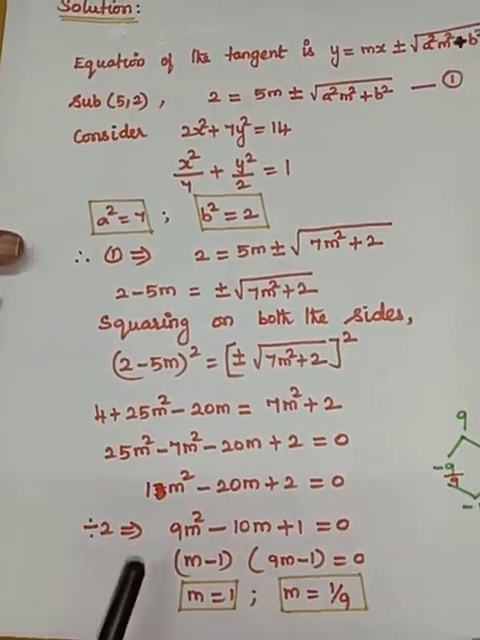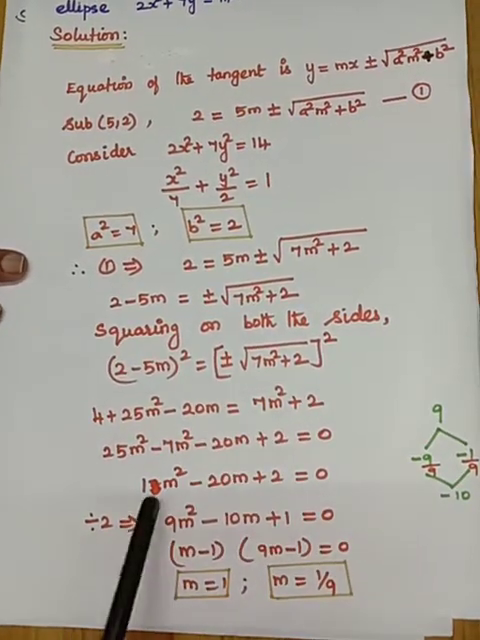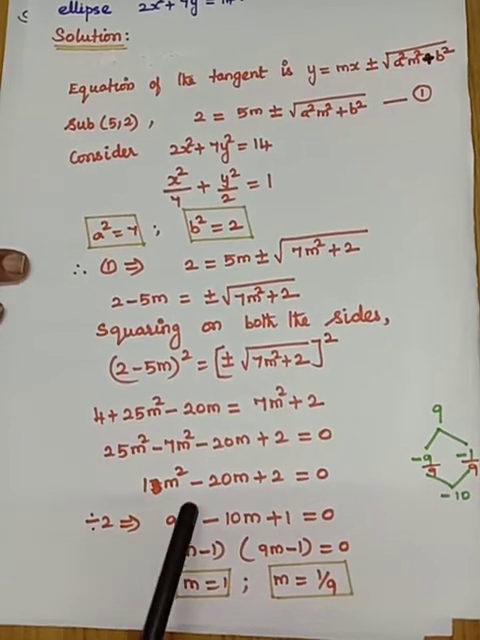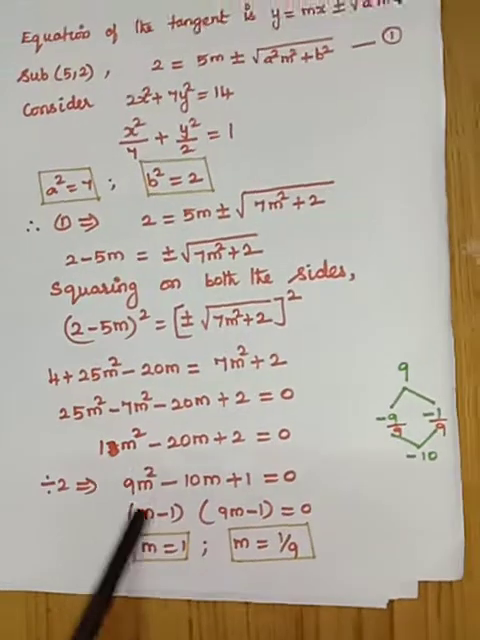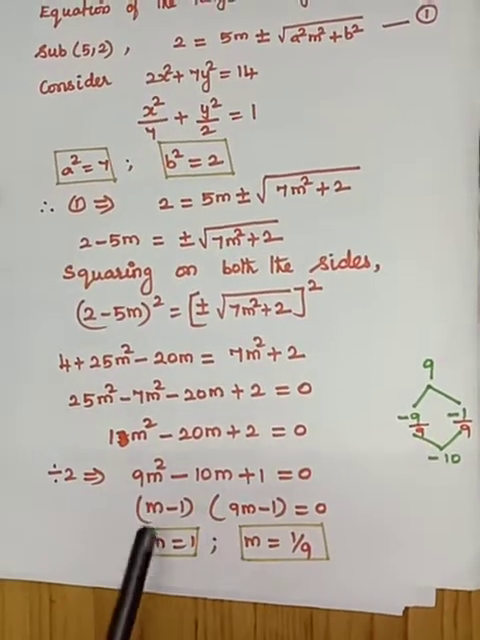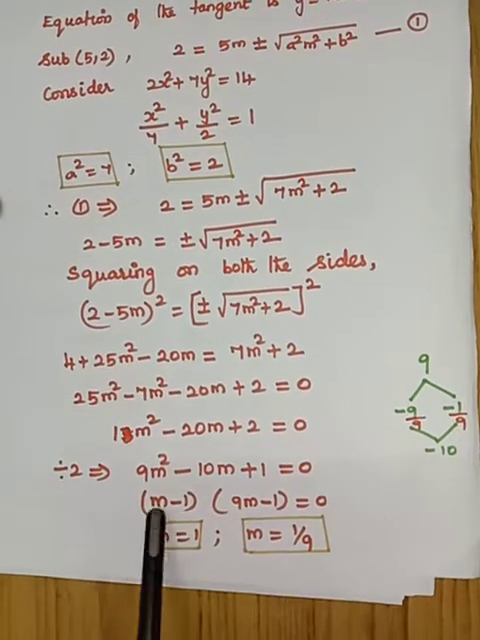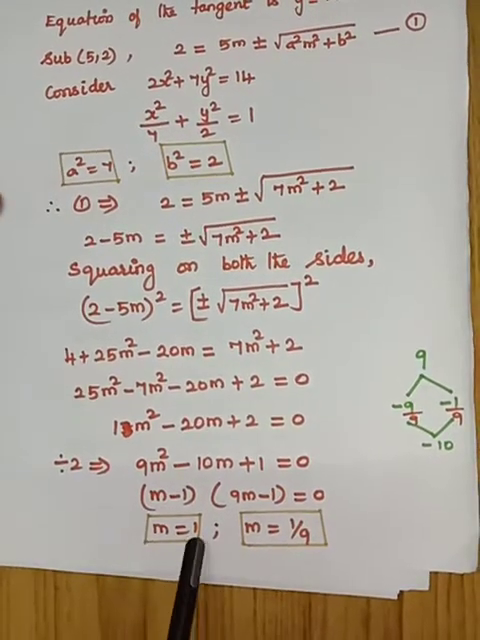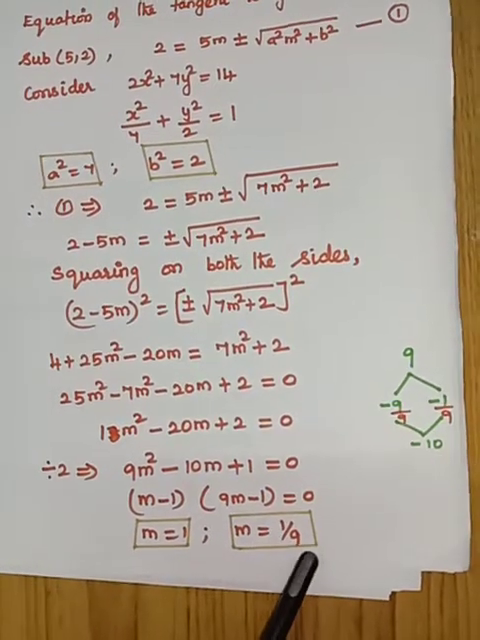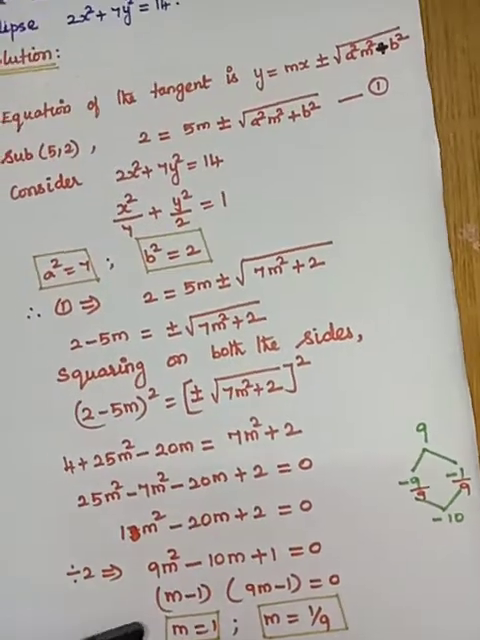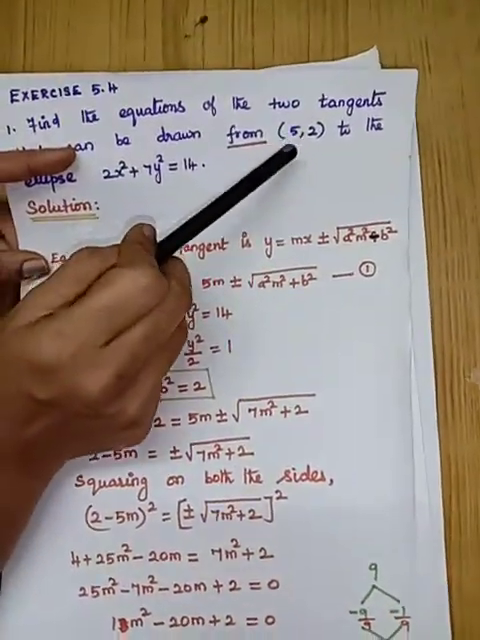So we have to factorize this. Before that, we can divide this equation by 2. So it becomes 9m squared minus 10m plus 1 is equal to 0. Factorizing, you get (m minus 1)(9m minus 1) is equal to 0. m minus 1 is equal to 0 means m is equal to 1, and 9m minus 1 is equal to 0 means m is equal to 1 by 9.